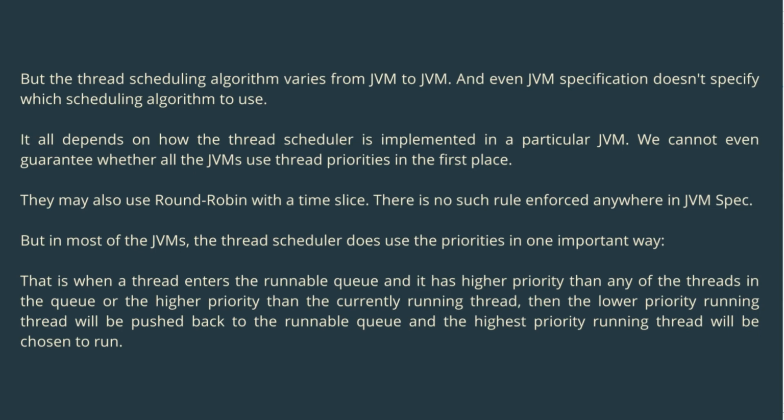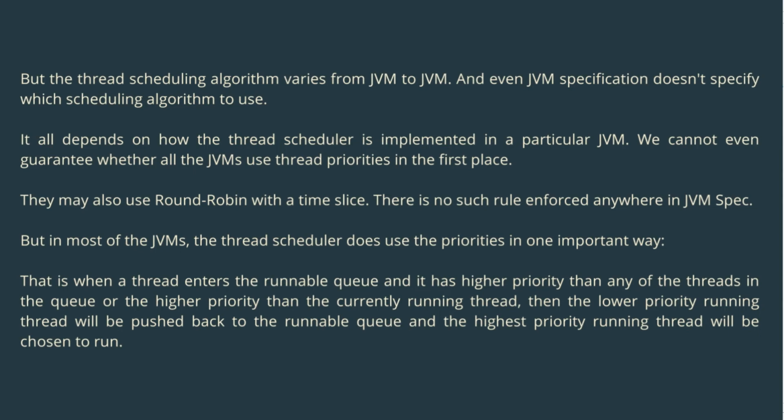We cannot even guarantee whether all JVMs use thread priority in the first place. They may also use round robin with time slices. There is no such rule enforced anywhere in the JVM specification. But in most JVMs, the thread scheduler does use the priority in one important way.